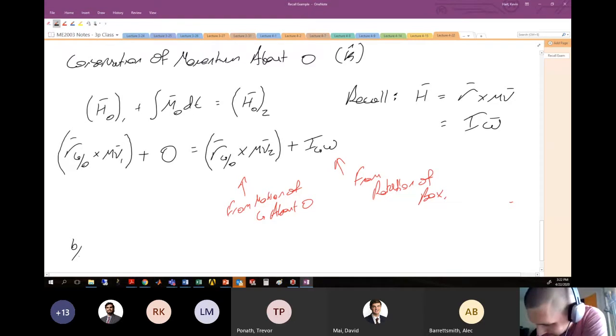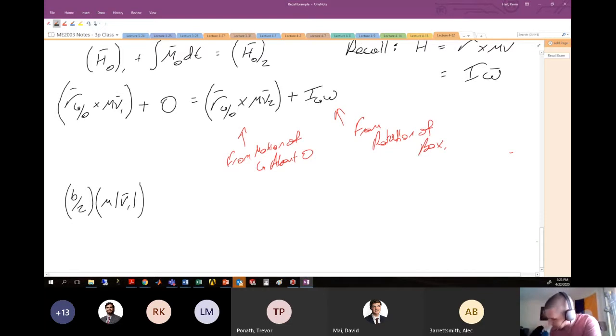So this will be b on 2. That's the magnitude of the length of this particular vector to the line of action of this linear momentum, multiplied by the mass times the initial velocity, which is the magnitude of v1. Let's continue. Plus 0 equals this term here: the position vector locating G from O, crossed with MV2.